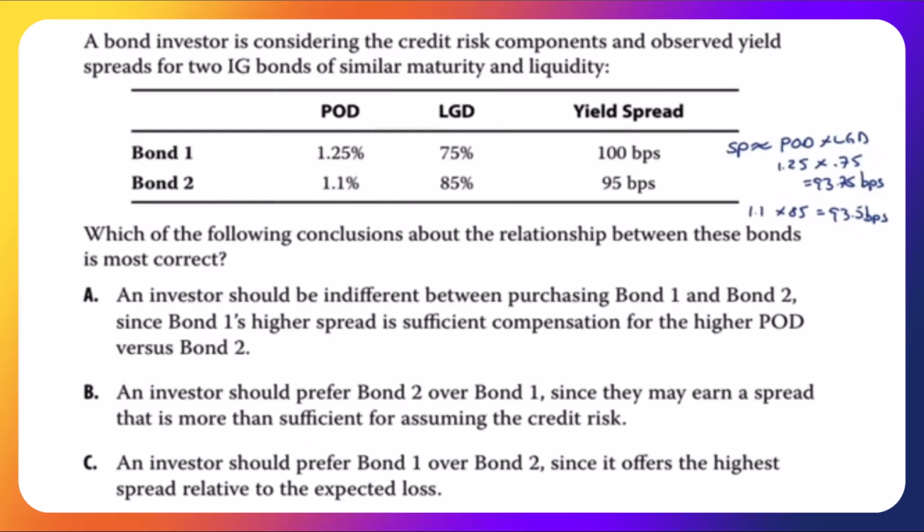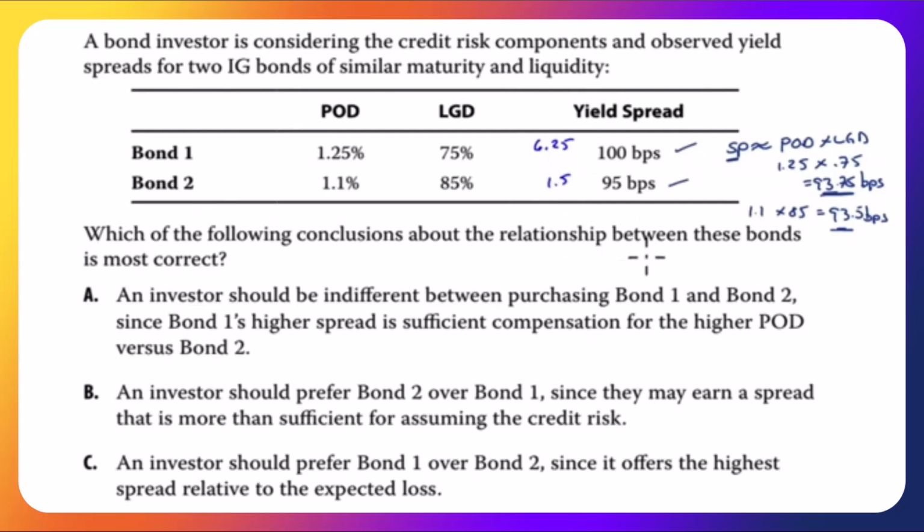A bond investor is considering the credit risk components and observed yield spreads for two IG bonds of similar maturity and liquidity. Bond 1 and 2. So we can get some idea of the spread. It's approximately equal to the probability of default times loss given default. So for the first one, we should have a spread of 93.75. We got 100. So we're overcompensated on the yield here. For the second one, 93.5. So we are slightly overcompensated here. On this one, you have 6.25 extra. On this one, you have 1.5 extra.